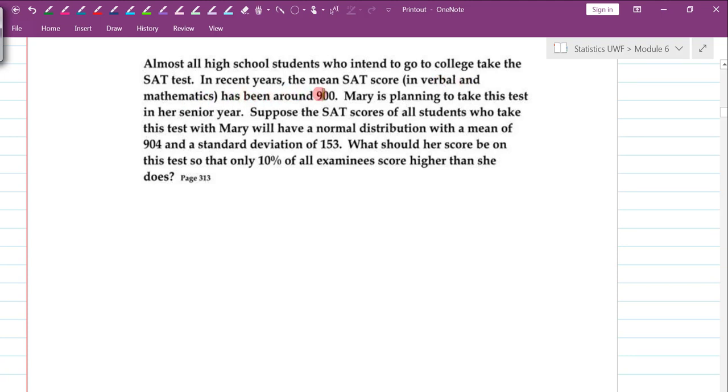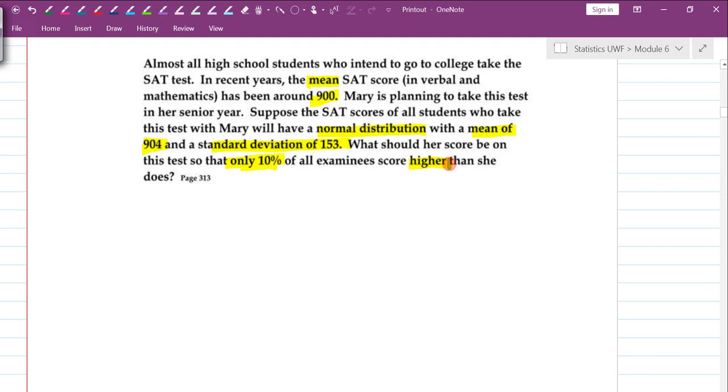Mary is planning to take this test in her senior year. Suppose the SAT scores of all students who take this test with Mary will have the normal distribution with a mean of 904 and a standard deviation of 153. What should her score be on the test so that only 10% of the examinees score higher than she does?